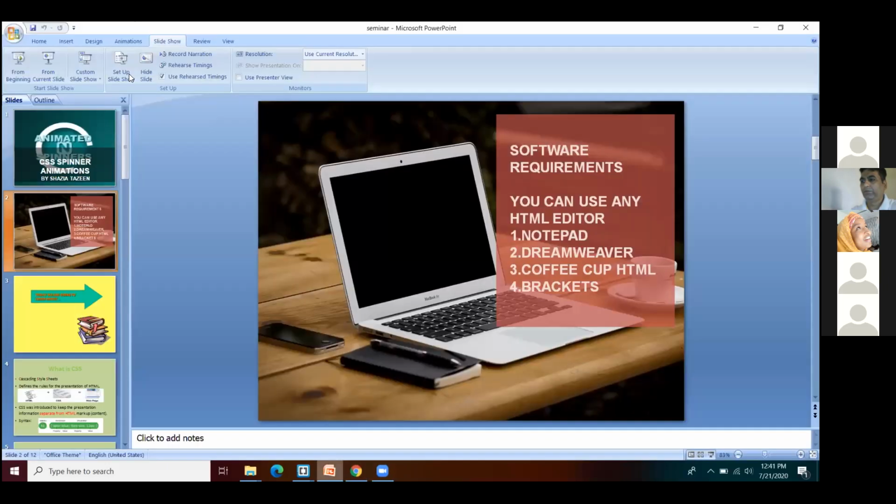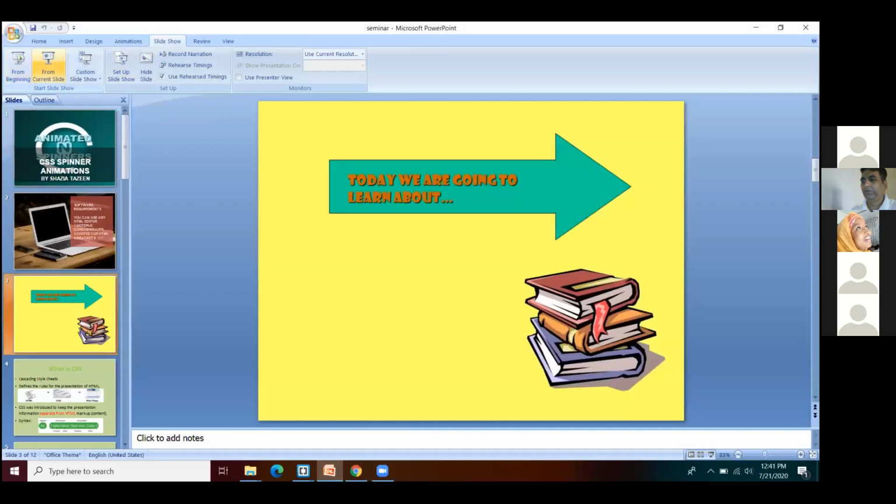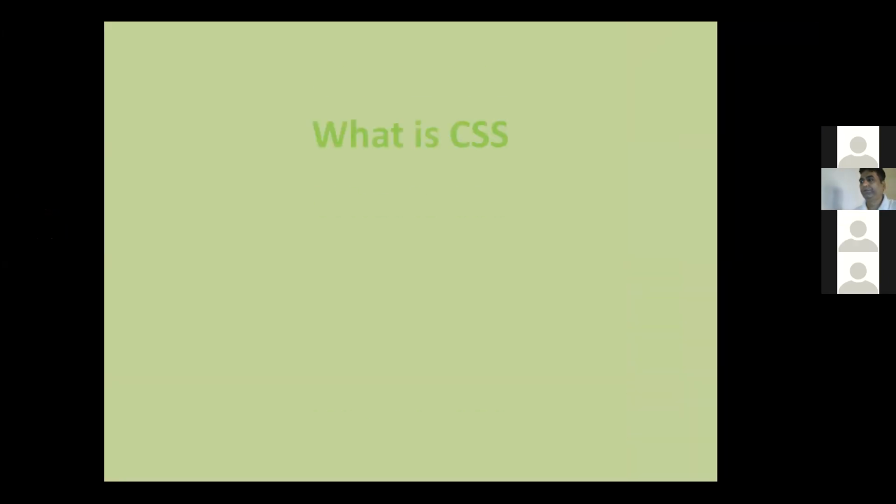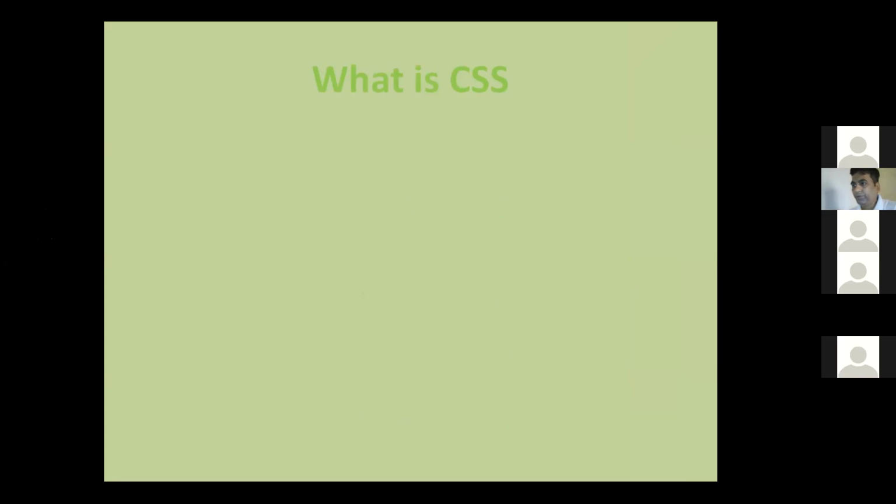Before we start with the CSS spinners, let us see what we are going to learn today. Let me start with the basic things. What is HTML? We have learned it already in our curriculum, but let me just revise. HTML stands for hypertext markup language, and this language is helpful for developing web pages, and it is assisted by various technologies like cascading style sheets, JavaScript, and many more. Today we'll be working with cascading style sheets.